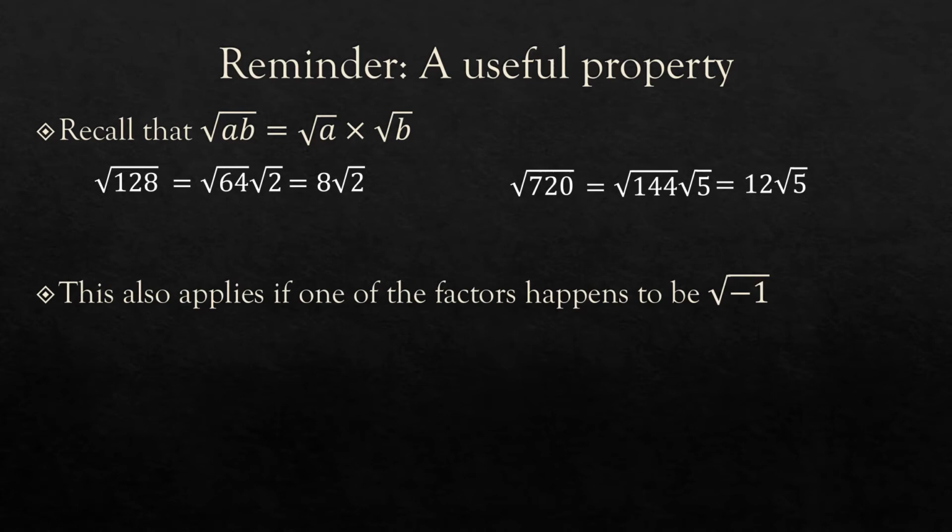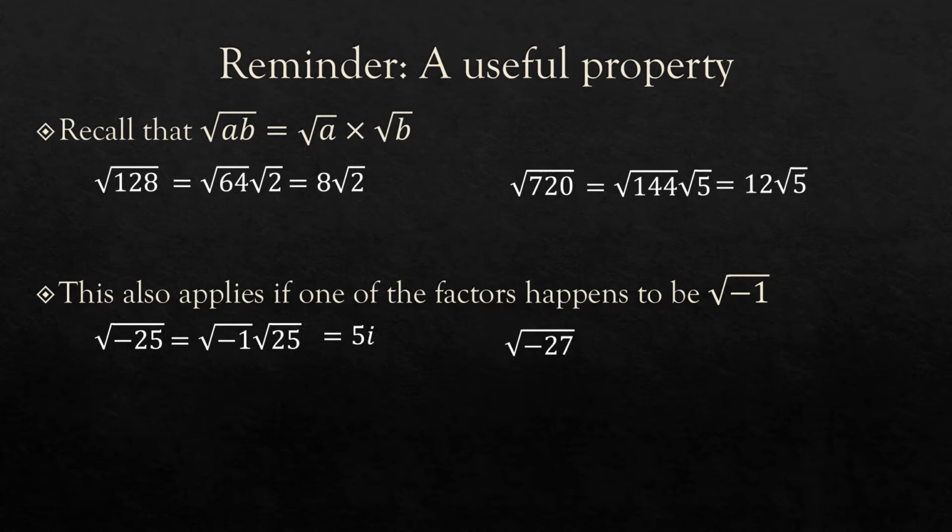This also happens to apply if one of the factors happens to be negative 1. The exact same logic is in play here. So if I have the square root of negative 25, I can write this as the square root of negative 1 times the square root of 25. Now recall that negative 1, when taking the square root, we get i, and 25 is a perfect square, which just gives us 5. So the answer is 5i.